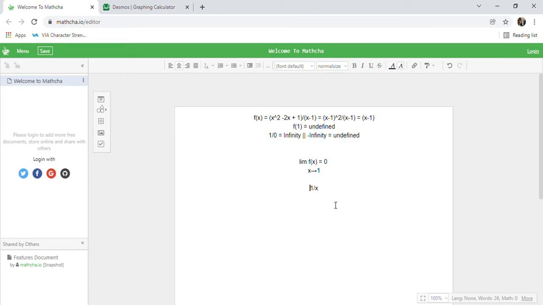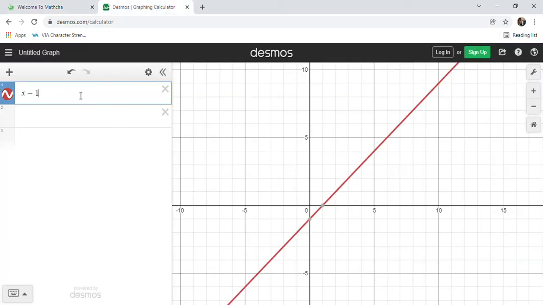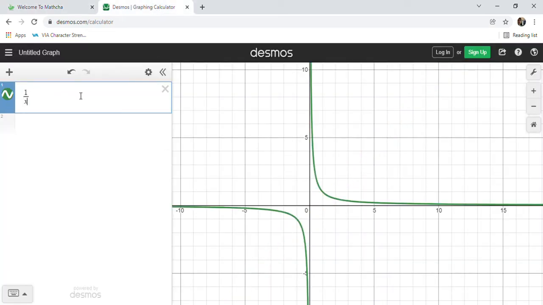So let's just take this function as an example. The limit of 1 over x as x approaches, let's say, infinity. What does that equal? Now, if I look at this, you might know this already, because it's kind of intuitive.